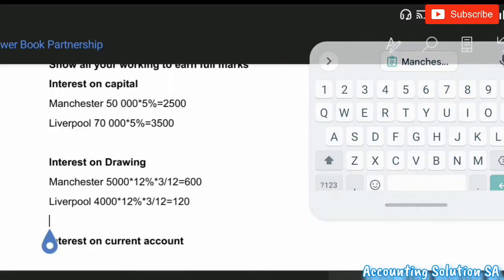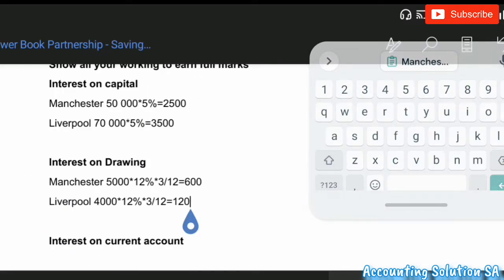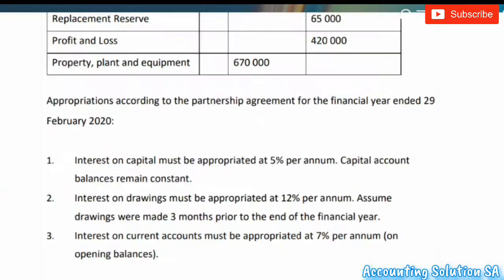We're going to say for Manchester, withdrawal of 5,000, which is 5,000 multiplied by 12 percent, then multiplied by 3 out of 12, then we get 600. And Liverpool, we are going to say 4,000 multiplied by 12%, multiplied by 3 out of 12, we count the months as well, and we get 120.